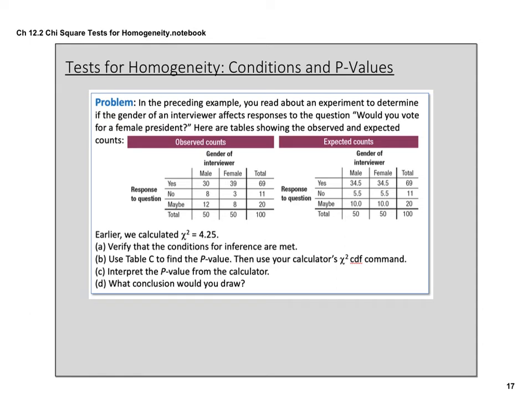All right, so now let's look at a new question. It says, in the preceding example, you read about an experiment to determine if the gender of the interviewer affects the responses to the question, would you vote for a female president? Here is a table showing the observed and expected counts. So here is the raw data. Here's the actual data. Here are the expected counts, okay? So earlier we calculated that the chi-square test statistic was 4.25. First of all, we're going to verify that the conditions are met. Then we're going to look to find the p-value. Then we're going to interpret the p-value, and then we're going to make a conclusion.